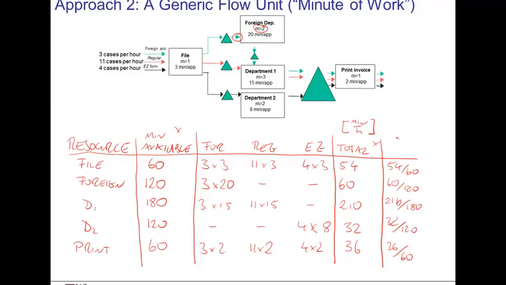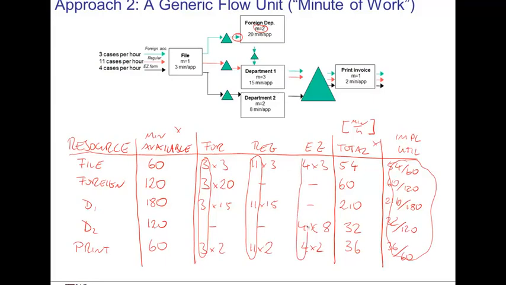Note that these are exactly the same numbers as we have computed in the first approach. For this reason, we can still call this the implied utilization. So the numbers here are exactly the same as they were before as far as the implied utilization is concerned. And you also see that the numbers in each of these columns indeed correspond to what we had in the first approach. The benefit of the second approach is that you have more flexibility.